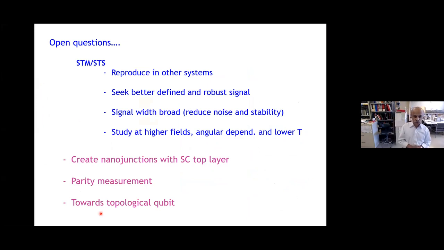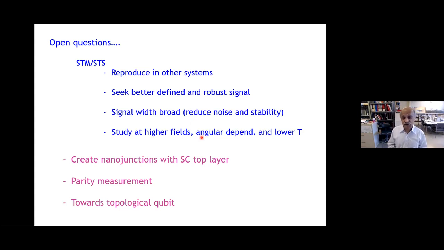Now we do have some open questions because this is one of the themes of this particular workshop. These measurements, as I mentioned, were done 2 years ago, and we still have to improve on this. At the same time, we need to reproduce this in other systems, for example, with other stronger superconductors, creating a bigger gap. We also need a better defined and more robust signal in the system. Thirdly, of course, we need to go to higher magnetic field, and we have to do some angular dependence, and of course, at the lowest temperature possible.